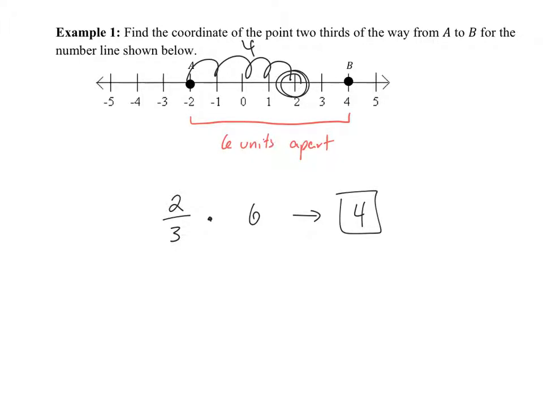So I'm going from A to B. I start at A, I go 4 units over, and I'm at the point that I'm looking for. And make sense of this. Split up 6 into thirds. 6 in thirds is 2, 2, 2.